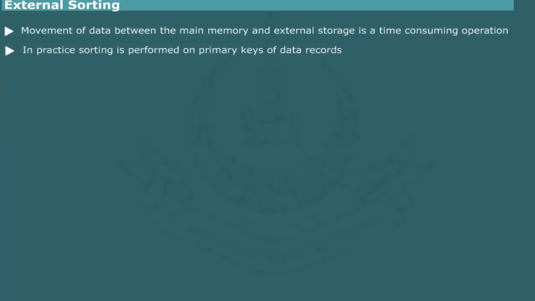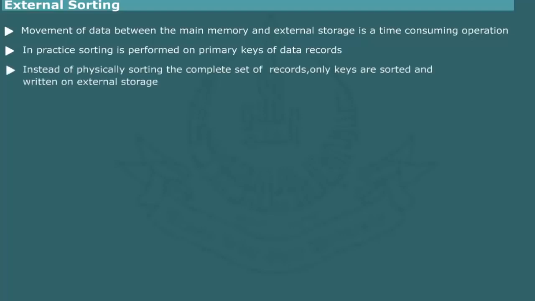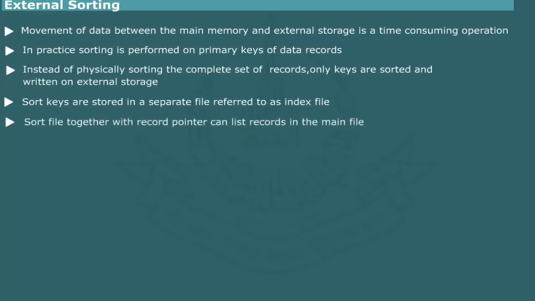Since movement of large records is a time-consuming and costly operation, in practice, relevant sort keys are stored in a separate file with pointers to records in the main file. This file is referred to as the index file. The index file is sorted by the relevant key. The sorted file together with the record pointers can be used to list records in the main file.